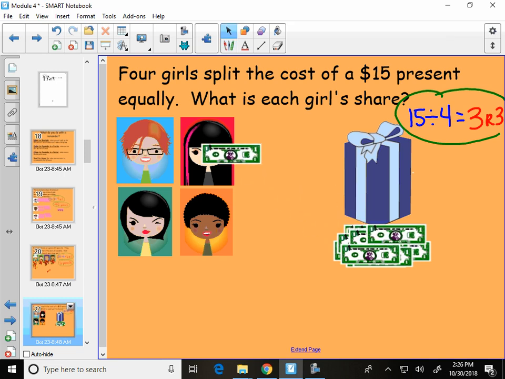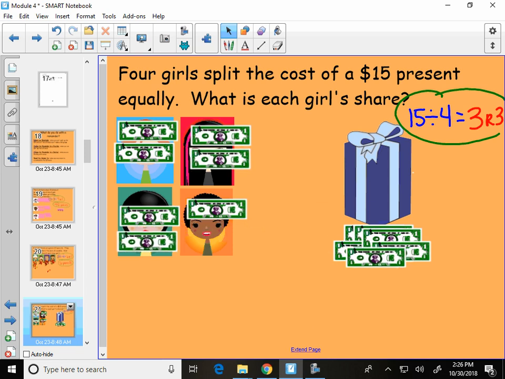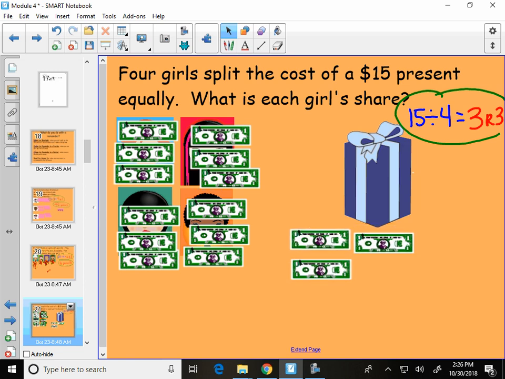All right, $15. You owe $1, you owe $1, you owe $1, you owe $1, and we keep going, and we see that each person owes $3, but oh my gosh, there's $3 left, right? There's $3 left, which means we don't have enough money to pay for this $15 present. And it wouldn't be fair for 3 of the girls to pay more than the other one.